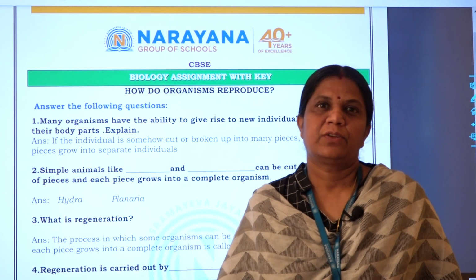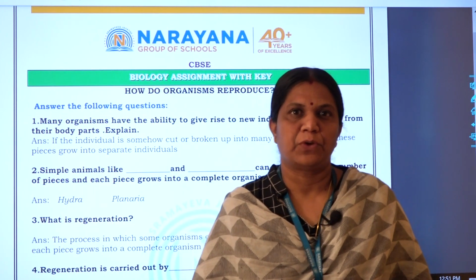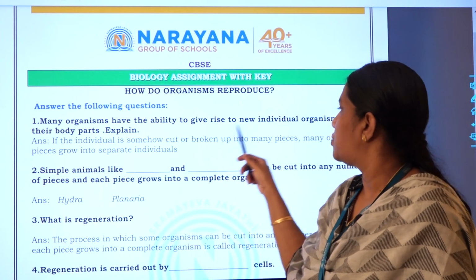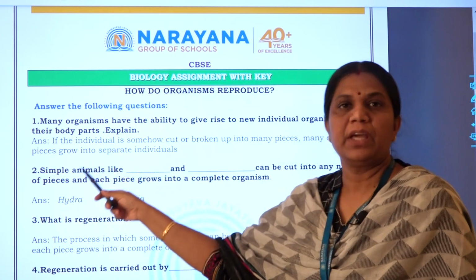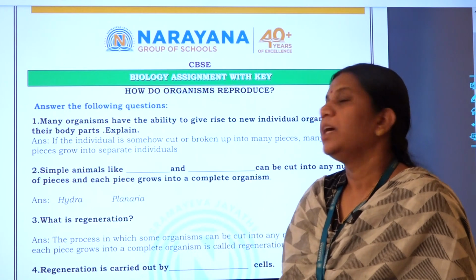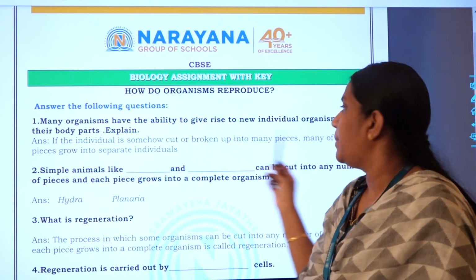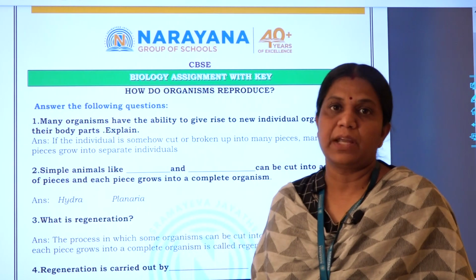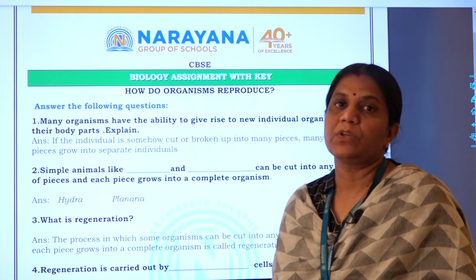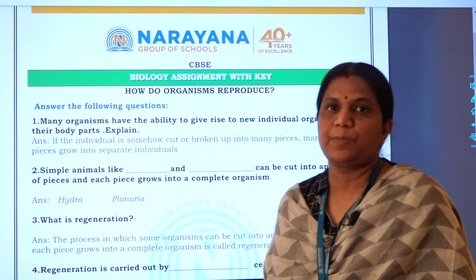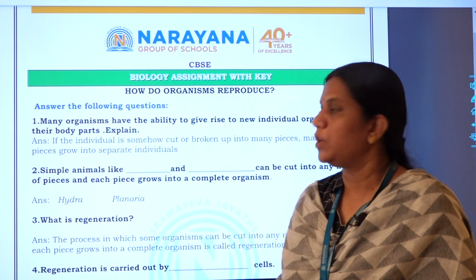Good morning. Today's topic is how do organisms reproduce. First question. Many organisms have the ability to give rise to new individual organisms from their body parts. Explain. If the individual is somehow cut or broken up into pieces, many of these pieces grow into separate individuals. So this is a process called regeneration, right? If the individual is cut into pieces, each piece of the organism is developed into a new individual.